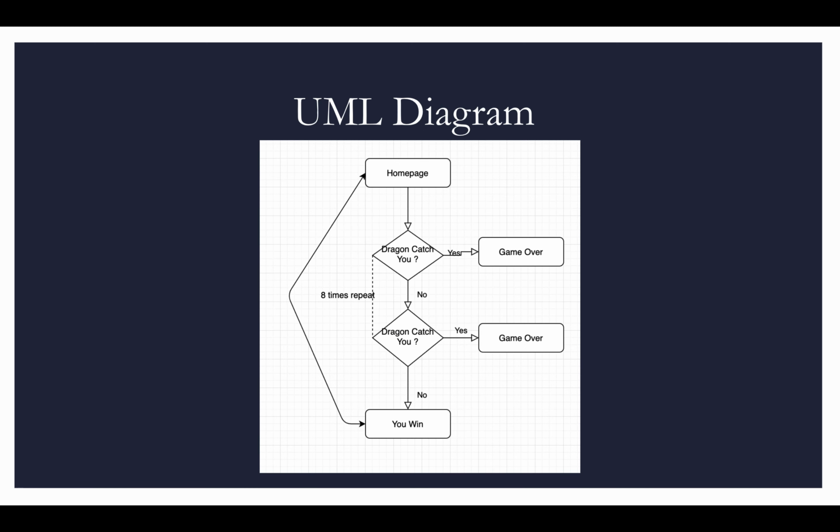Now I'm going to introduce the URL diagram for our project. First of all, we will see the homepage, and on this homepage there's a button. You can start playing this game. Then you get into the Dragon Catch You page. On this page, if you touch the wrong button, you will game over. If you don't, you need to repeat this process 8 times, then you will win.